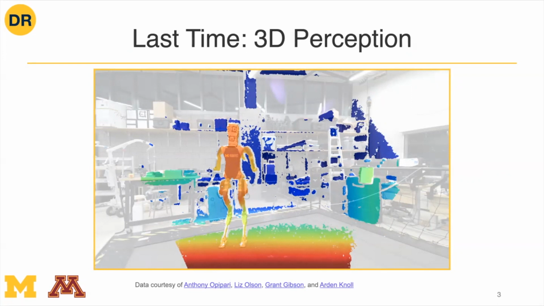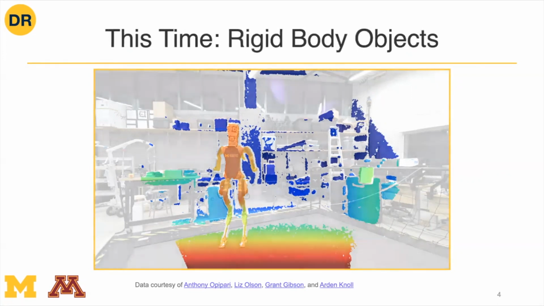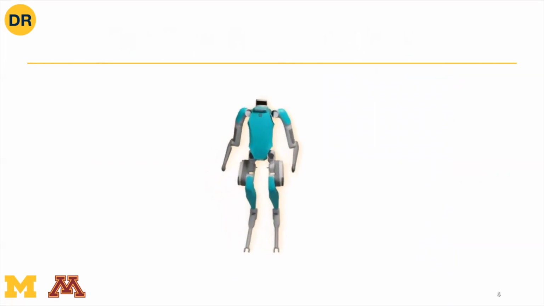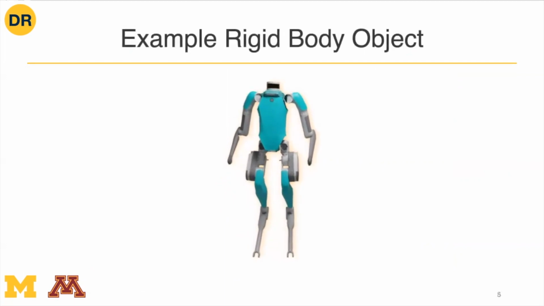And so this week, and in this discussion, what we're going to be talking about is now the rigid body objects that compose these 3D scenes that we're trying to perceive. To start with, let's take an example of a rigid body object in this scene, which could potentially be our robot. So how do we define a rigid body object?